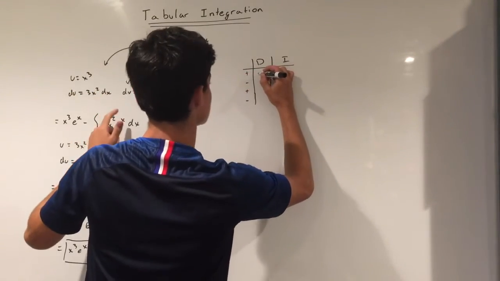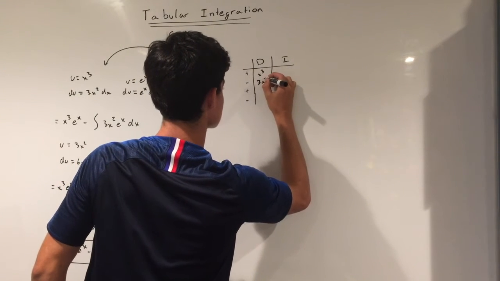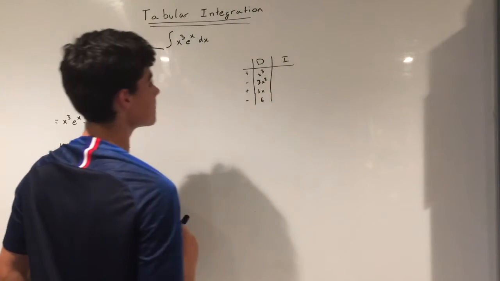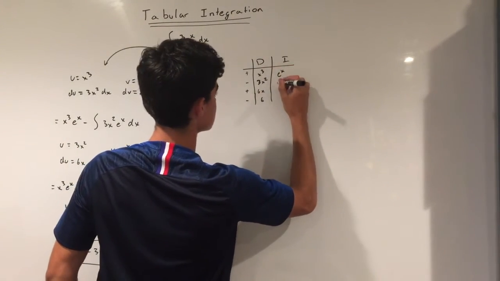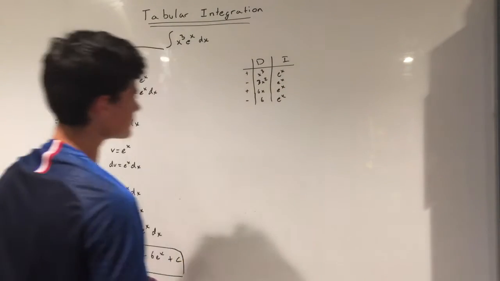So same thing as we did here. We'll have x cubed, 3x squared, 6x, and 6. Integration: e to the x, e to the x, e to the x, e to the x.